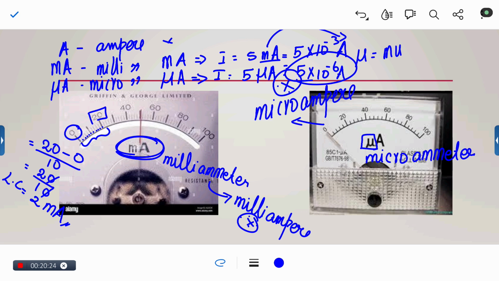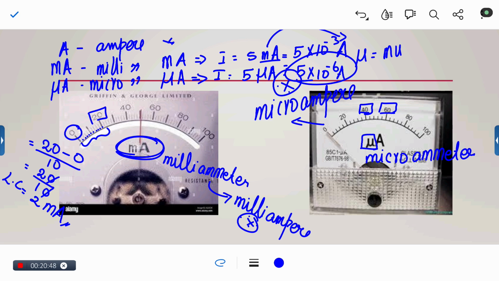So the least count of this given ammeter is going to be 2 milliampere. Now if you are coming for this condition, choose any two numbers. What are two numbers you are going to choose? Not only 0 and 20 alone. For example, now I am choosing 40 and 60. Even if you are solving like this, you'll be getting the same answer.